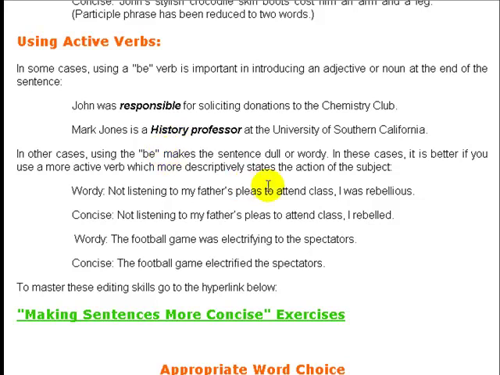But how about this? I was rebellious changes to I rebelled. Or was electrifying changes to electrified. Do you see that? So what I'm saying is, if it's possible, the word that comes after it, this is called the main verb, this is the auxiliary verb. Sometimes the main verb can be stated in the past tense and it carries all the action and you don't really need that be verb. So maybe sometimes with the past progressive tense, past continuous tense, you don't always need it. You can maybe use a simple past instead, stating the verb more directly.